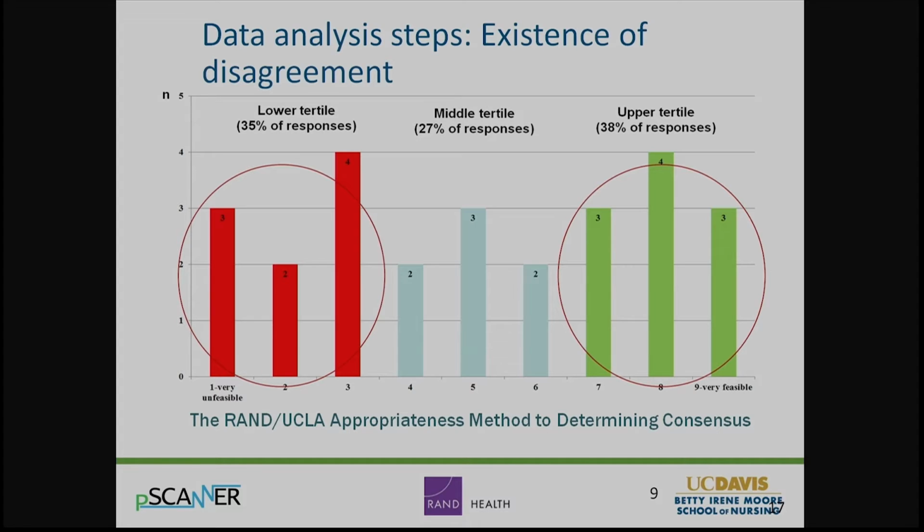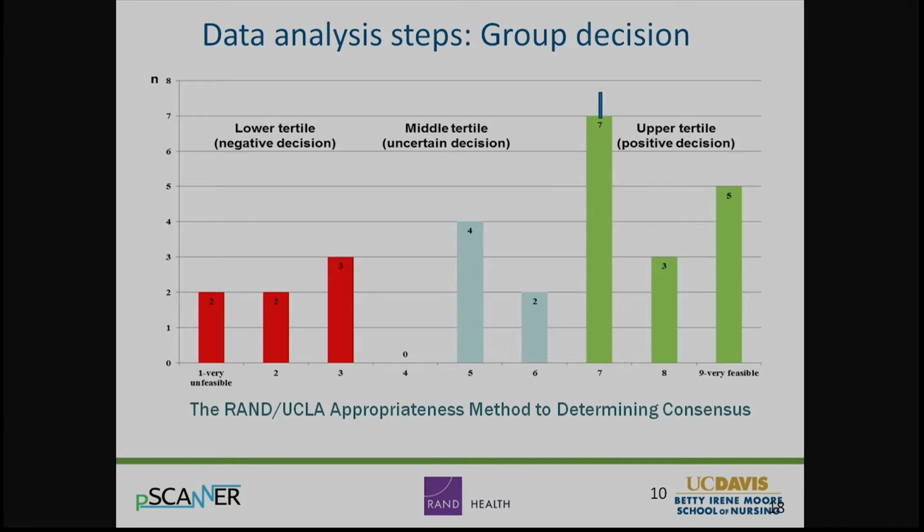And to do that, we used the randomness method for analyzing expert panel data. According to this method, if you have a third of your participants in the upper tail and in the lower tail of the distribution at the same time, there is disagreement. So the chart that you're seeing right now is an example of disagreement. You have 35% in the lower tertile, which is response categories 1, 2, 3 on the 9-point scale, as well as 8% in the upper tertile, which is responses 7, 8, and 9. Such a distribution automatically produces disagreement. So the group decision in this particular case is that there's uncertainty due to disagreement.